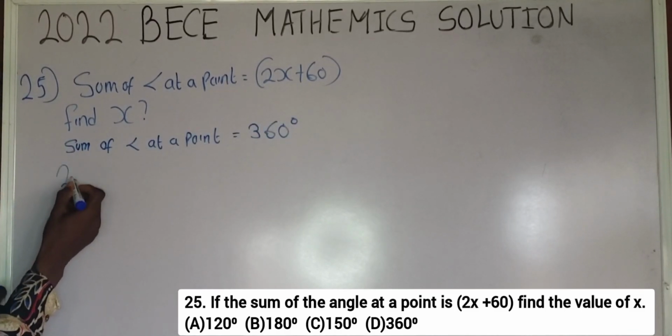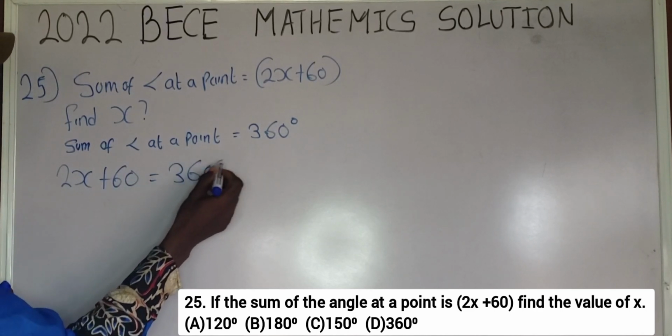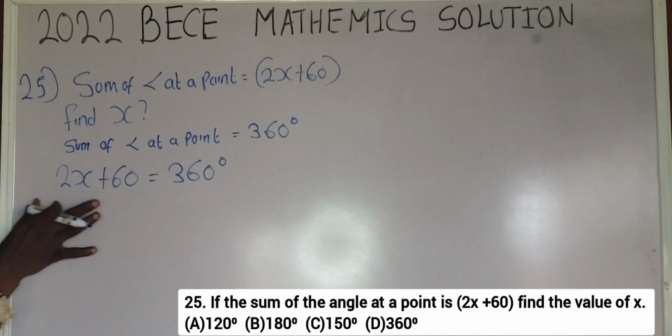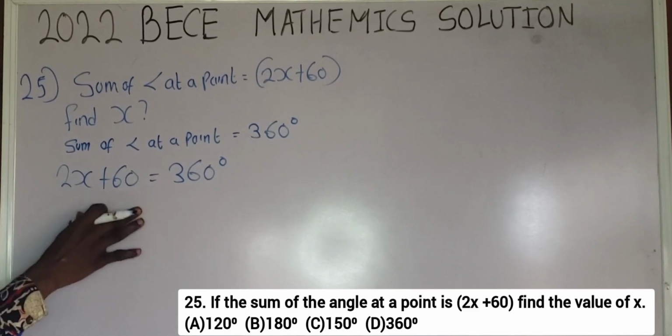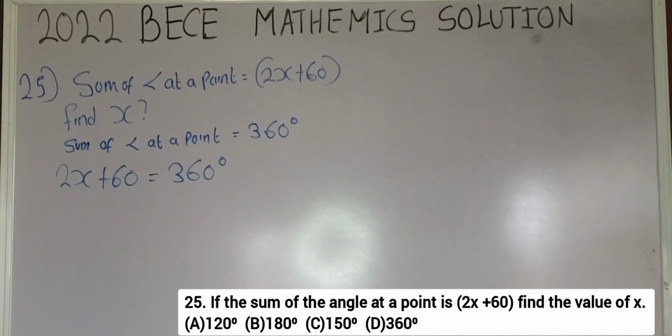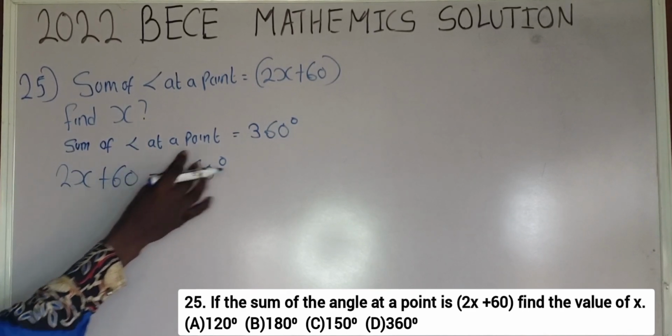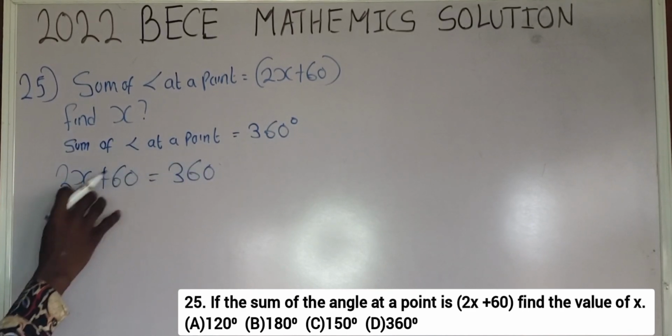So I'm going to have 2x plus 60 is equal to 360 degrees. The reason is because if they gave us the expression for the sum of angles at a point as this, it must also be equal to this. Are you getting what I'm trying to say? With this equation, you can also find the value of x.